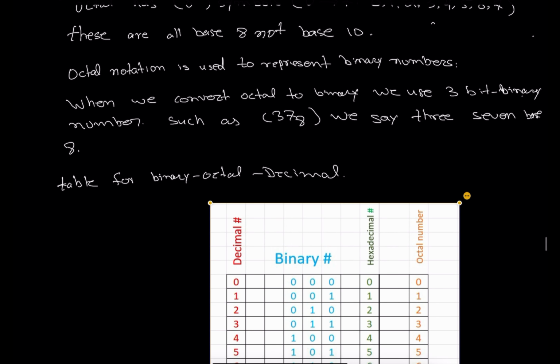For example, octal is used to represent binary numbers. When we convert octal to binary, we use 3-bit binary for each digit. Take a number such as 37 base 8. We have to refer to a table, or we can just memorize those numbers. So 3 is 0, 1, 1, and 7 is 1, 1, 1. Combined together, that gives you the binary representation of 37 base 8.